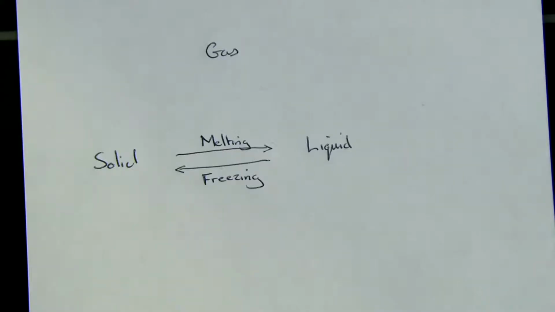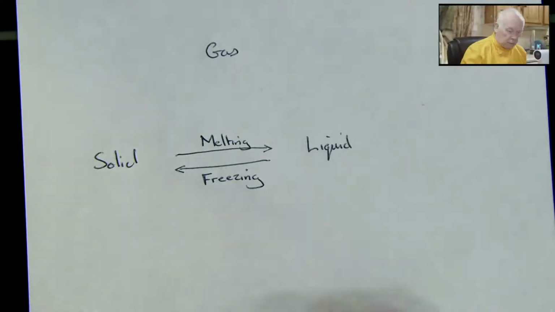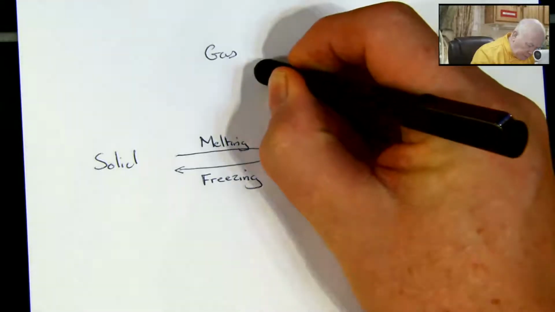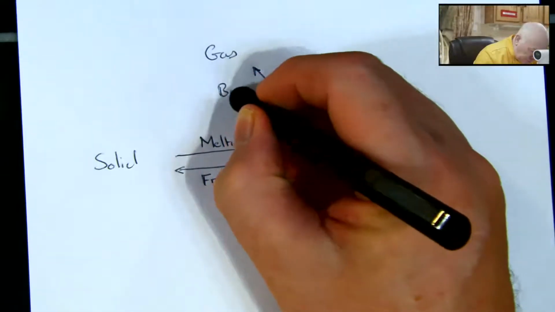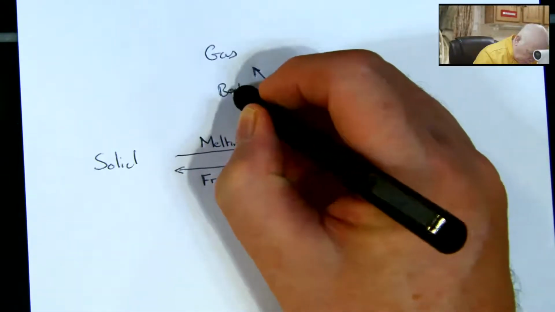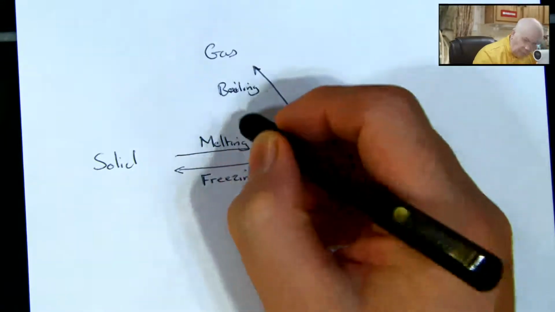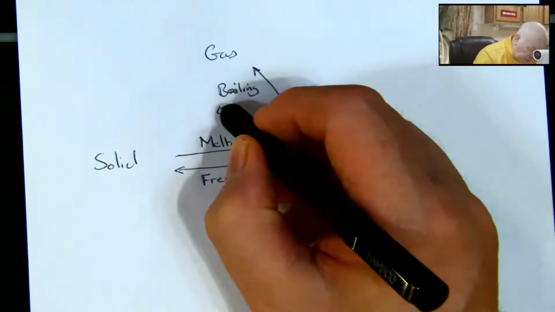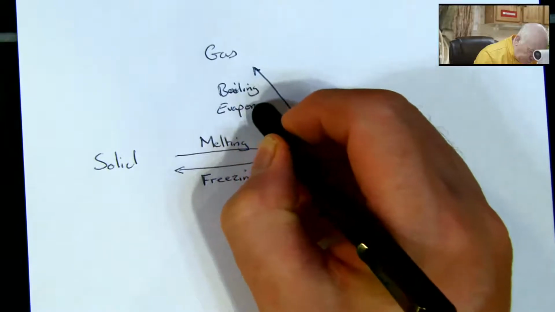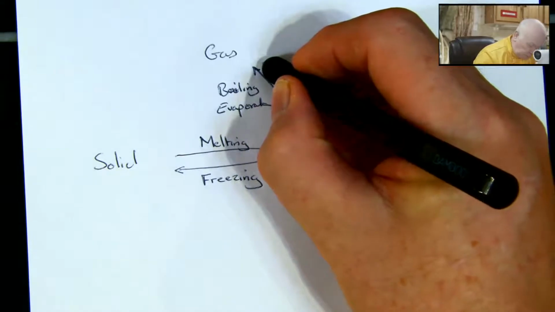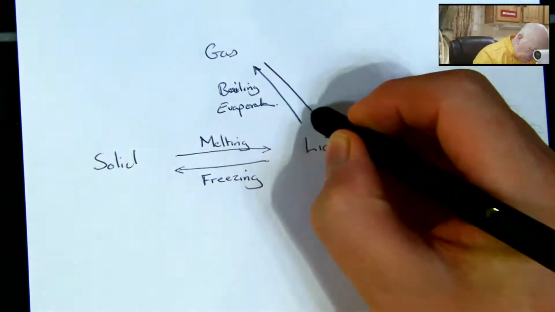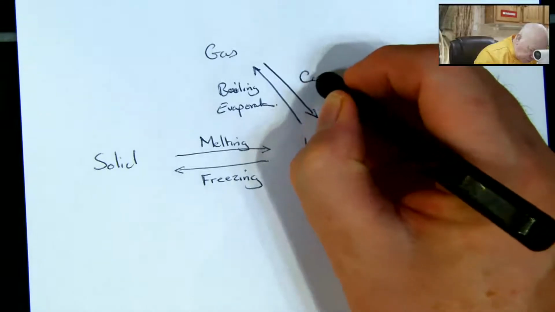Right, back to me, and we'll have a look at this idea here. We've got a liquid goes to a gas. Two names here, I suppose. We've got boiling, and we can have evaporation. Evaporation takes place at more or less any temperature. Gas going to a liquid, condensation.